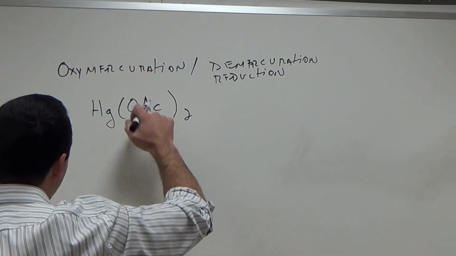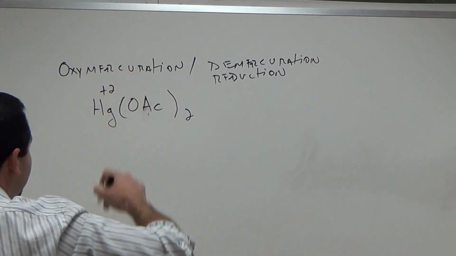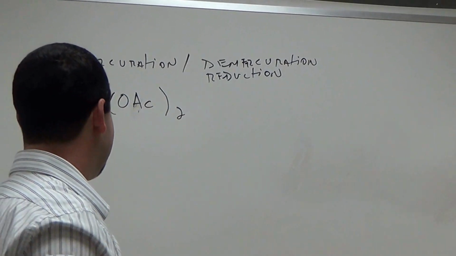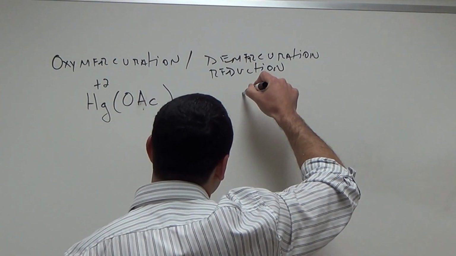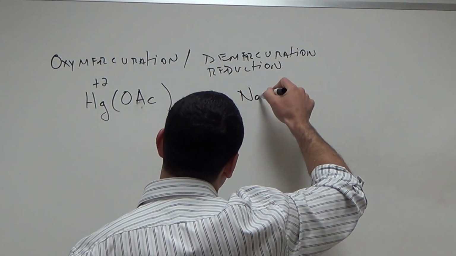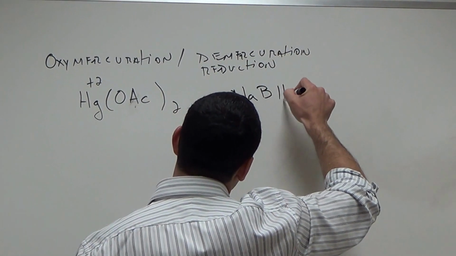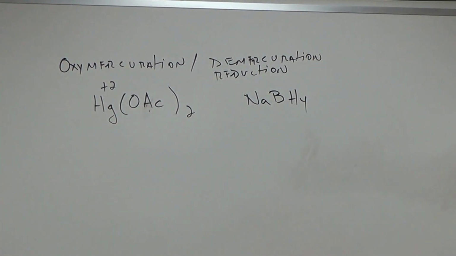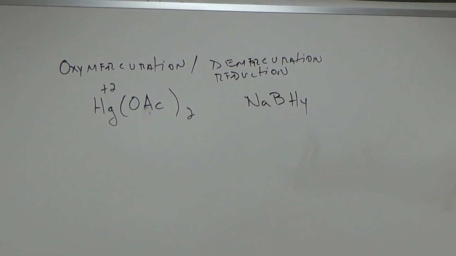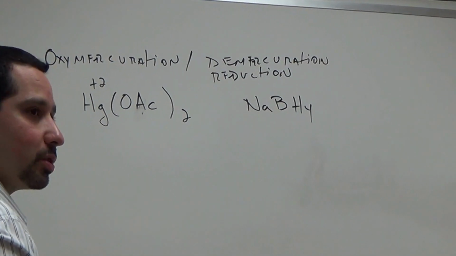Two of these. The oxidation number on this mercury is +2. That's that part, and this part is sodium borohydride. That is the reduction part. The hydride part is the source of H minus.